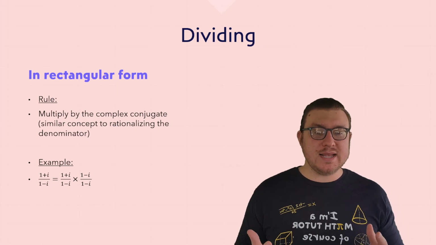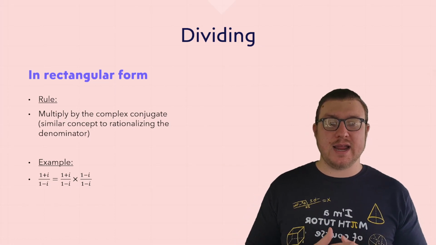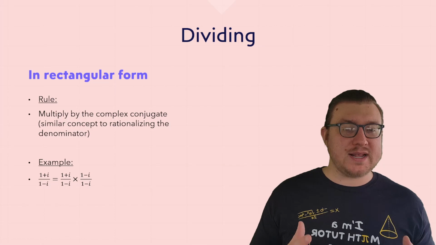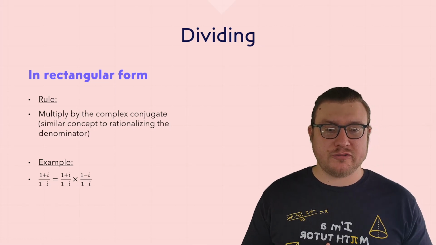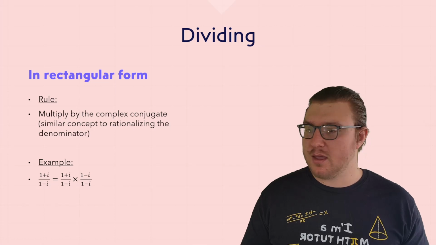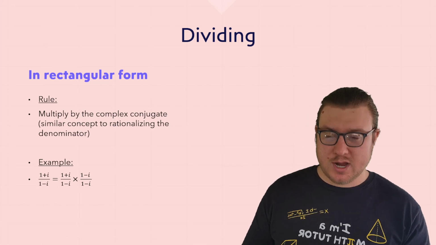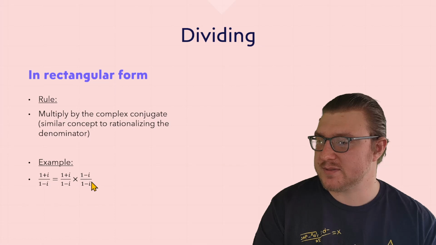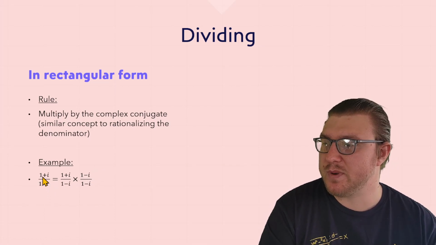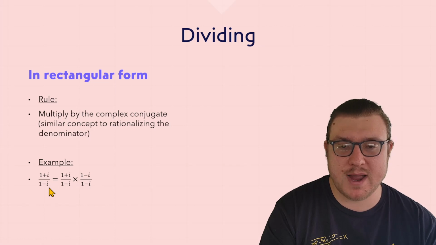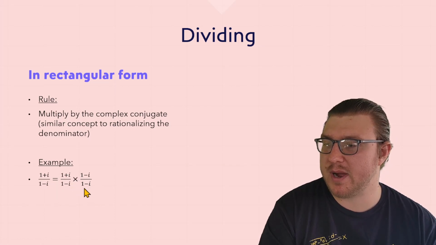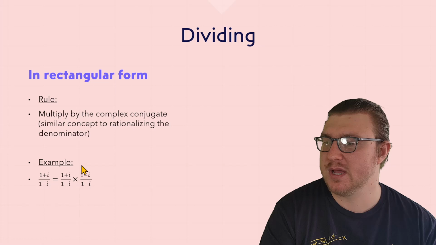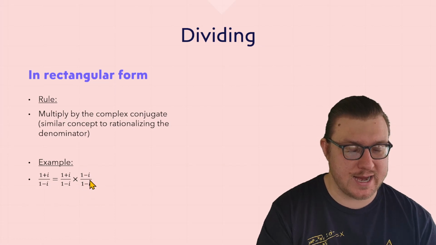If we have 1 plus i divided by 1 minus i, what we want to do here is multiply by the complex conjugate, the conjugate of the bottom, which I see now I did not do here. Must be a typo. Sorry about that. It should be 1 plus i divided by 1 minus i multiplied by the complex conjugate, which is 1 plus i over 1 plus i. So both of these terms should be 1 plus i.